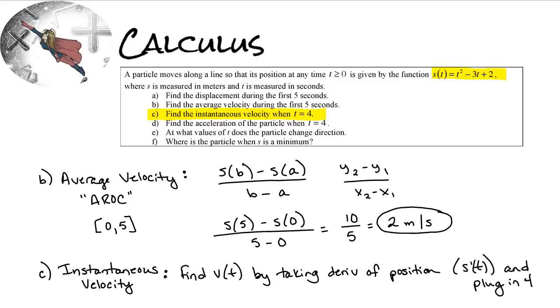Okay, so the original equation is written above, so s prime of t, the derivative, would be 2t minus 3. And then we're going to plug in 4, because that's what they asked us for, the instantaneous velocity when t is 4. So that will equal 2 times 4 minus 3, which is 8 minus 3, so that's 5. And again, this is a measurement of velocity, so it's 5 meters per second. And that's instantaneous velocity.